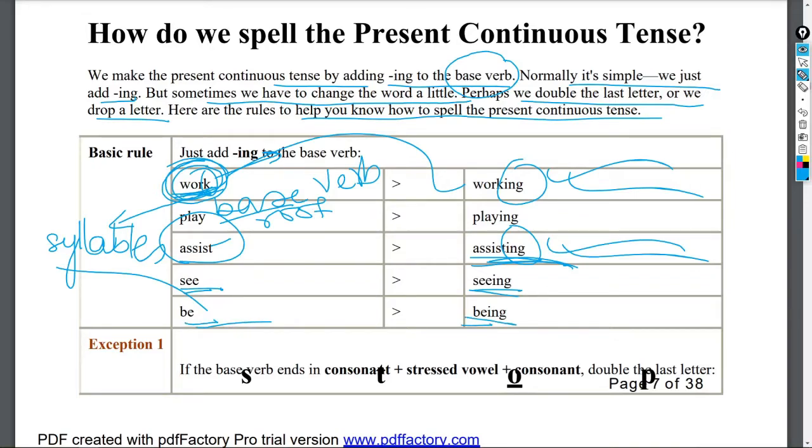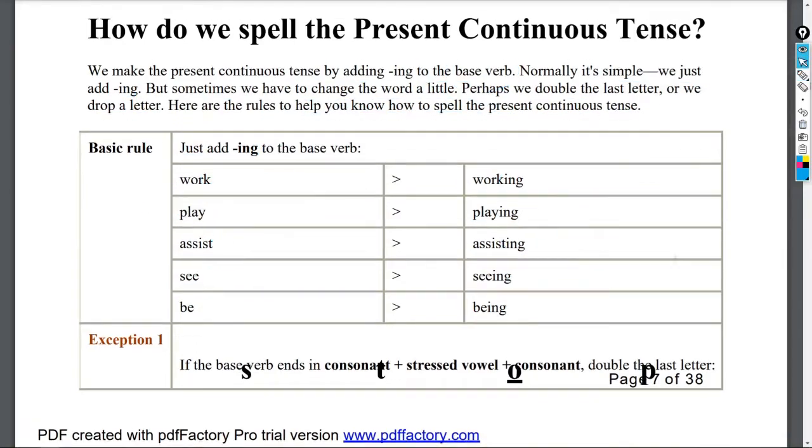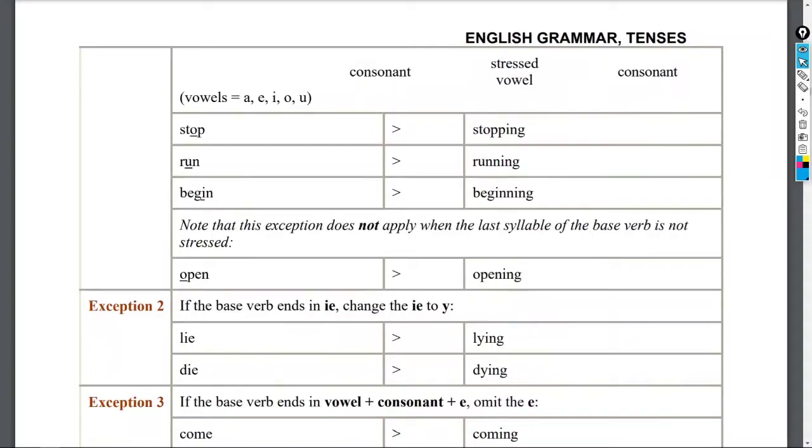Now let us see some of the exceptions. If the base verb ends in consonant plus a stressed vowel plus consonant, double the last letter. Now let us see what is the rule that tells. When you are talking about the verb stop, see the verb stop. So how many syllables are there? One syllable, alright. But here you see, this is ending with the consonant, but before that, there is the vowel.